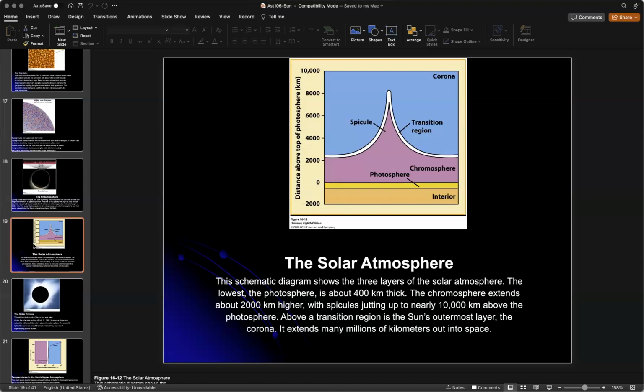And then beyond the chromosphere is the corona, which extends to millions of kilometers out into space. There is a transition layer between the chromosphere and corona. In the transition region, the temperature changes and rises very fast. So there is a very unique and strange kind of happening that is taking place within the corona of the sun.